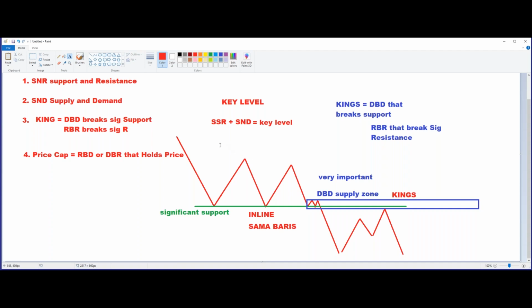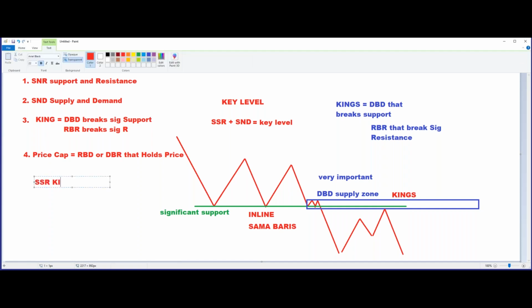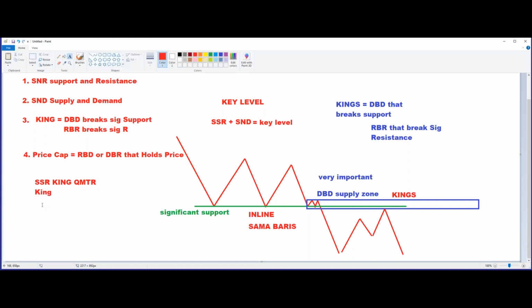So far, so good. Because later we will learn about SSR King and then QMTR King. Oh my God, a lot of things. So I don't want to make you confused. Just understand today's syllabus: you just understand key level, you just understand SSR, you just understand SND. Finally, you will know that king is king.